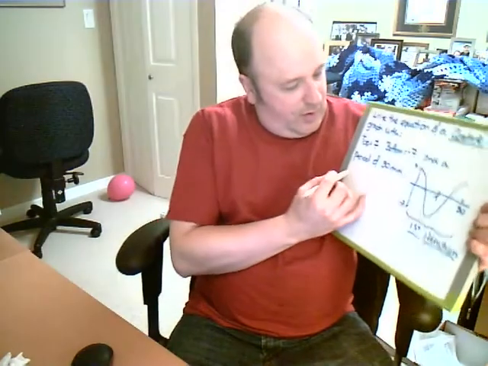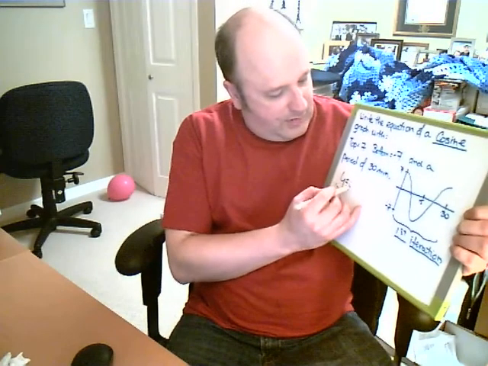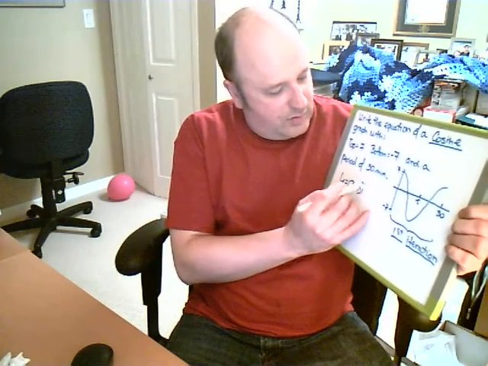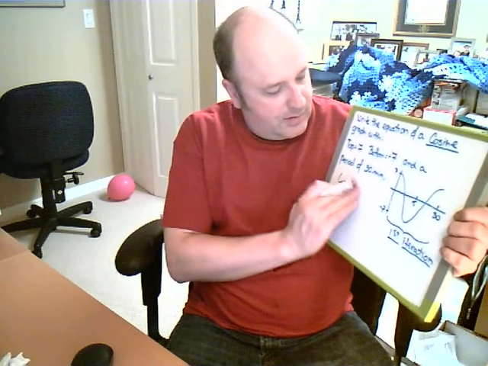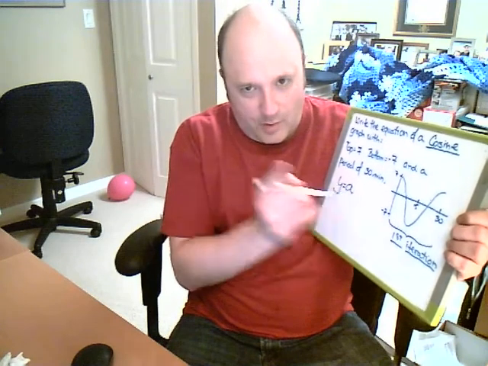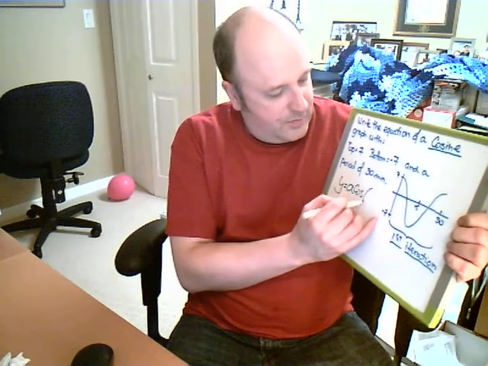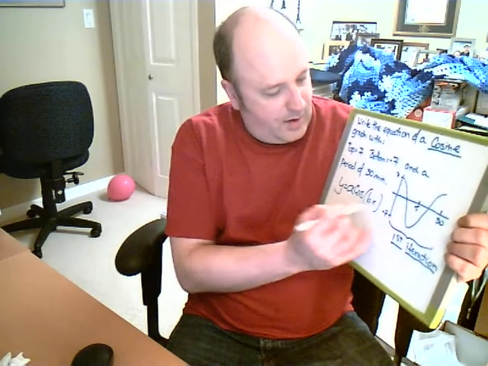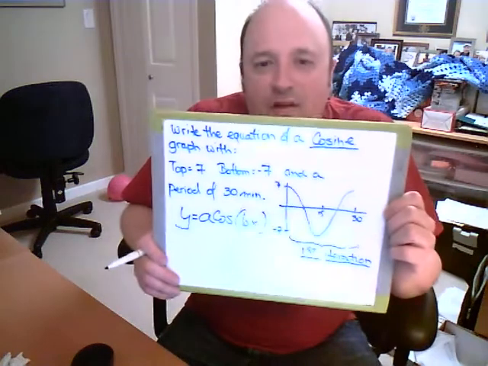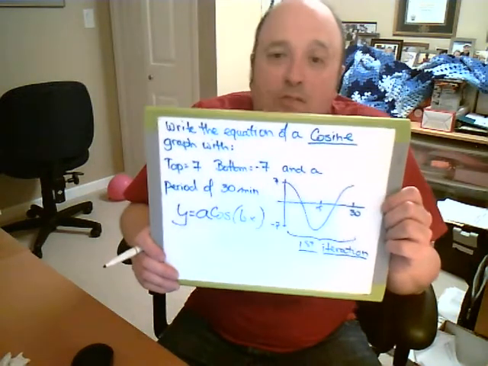So yeah, this is your first iteration of the graph. Your first period length is 30. Okay, so if I want to write out the equation, I have to come up with an a value. So we're doing cosine here. a cos(bx). So we have to fill out our values for a and b, right?